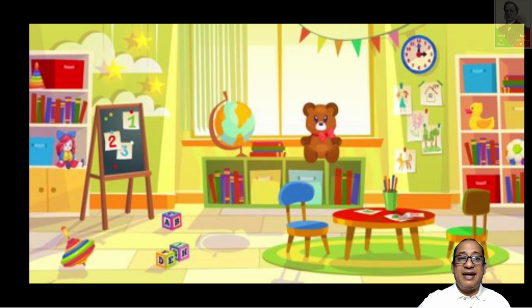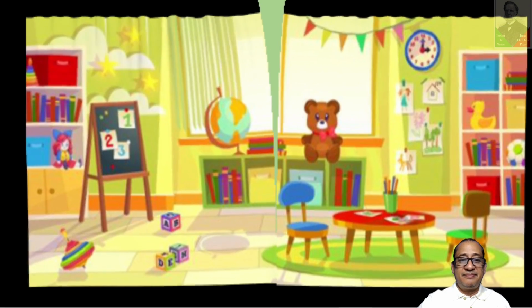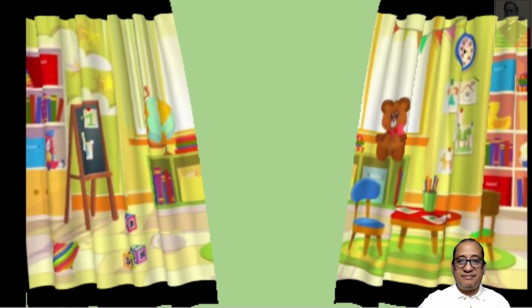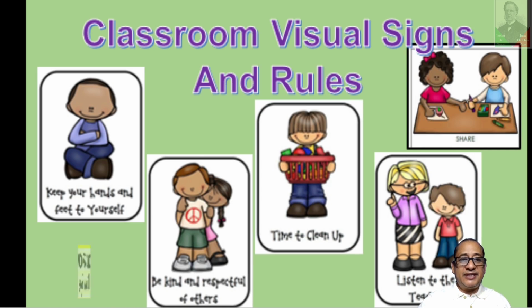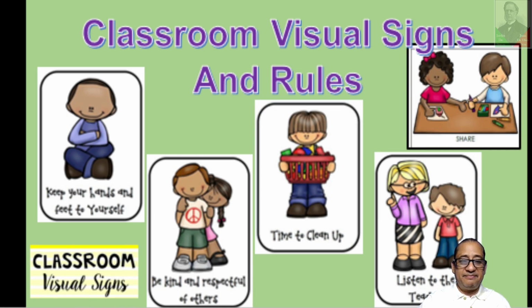Today's class is about actions in the classroom, classroom visual signs, and the rules of the classroom. Are you ready? Let's go. Classroom visual signs and rules of the classroom. The rules of the classroom make us safe and happy. There are good choices and bad choices. We're going to select the good choices, okay? To be safe and happy.